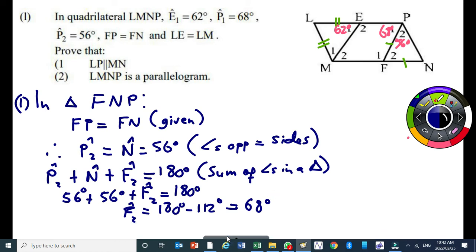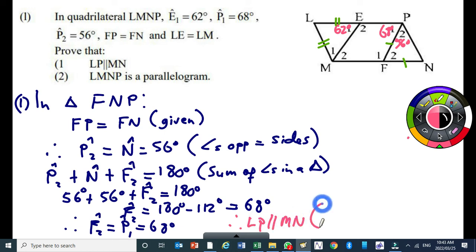So here I can say, therefore, F2 is equal to P1. They are both equal to 68. Then now I'm going to say, therefore now, LP is parallel to MN. My reason will be alternate angles equal. Then you're done.